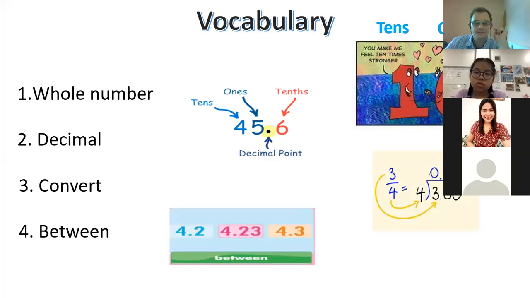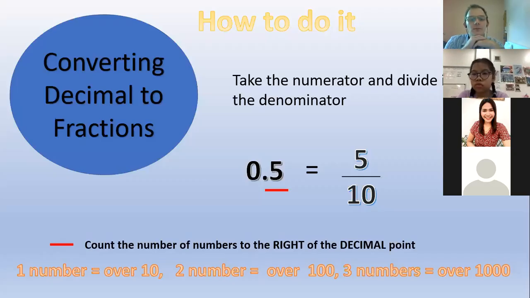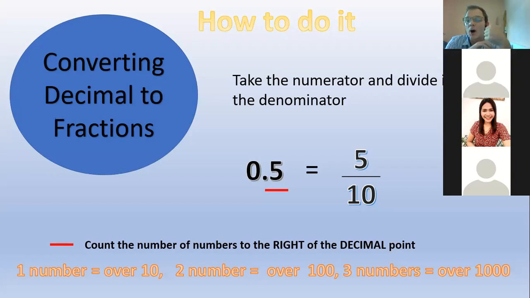Very easy, converting decimals to fractions. If the decimal has 1 digit, it's over 10. If it has 2 digits, it's over 100. 3 digits is over 1,000.